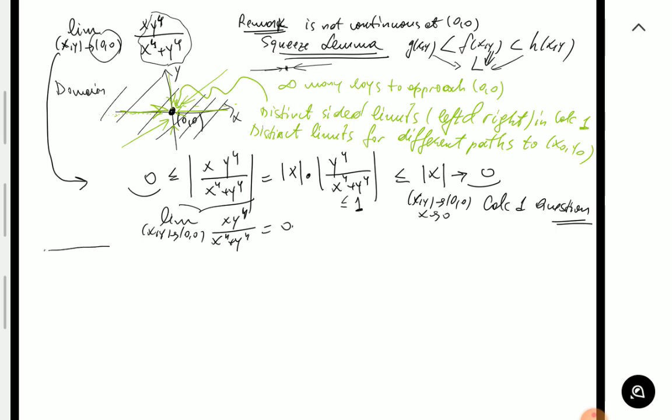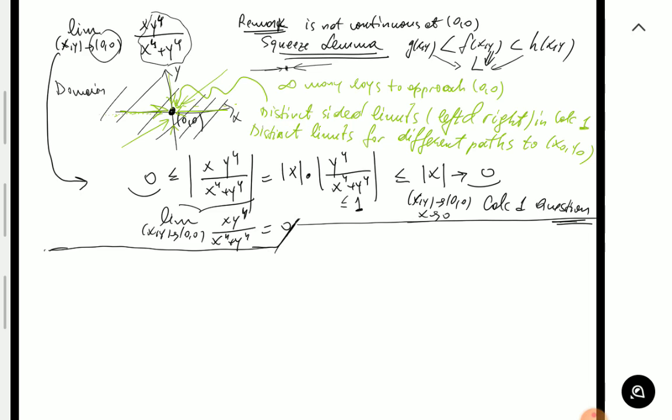These are the typical tactics one can do with a squeeze lemma for functions of several variables. Ideally, you have bounding functions that depend on a single variable, so you basically switch the problem to a calculus 1 question.